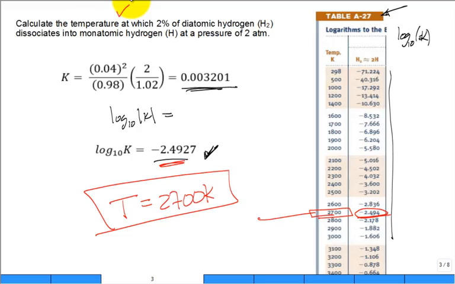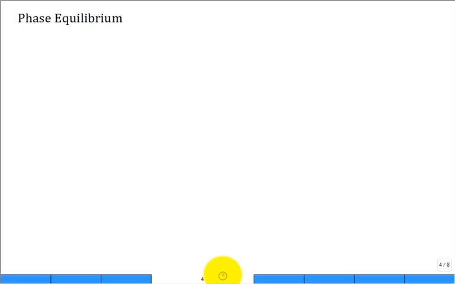So normally, you're given a temperature, you come down and get a K. In this problem, you're given information so you can calculate the K, come down and get the temperature. Make sense? I'm going to press on then.